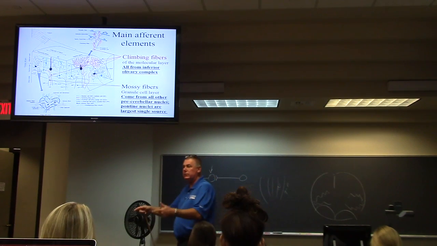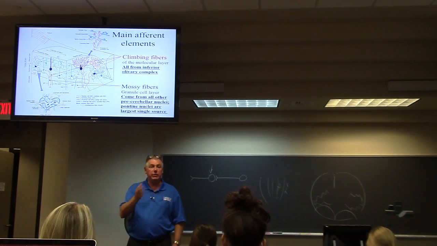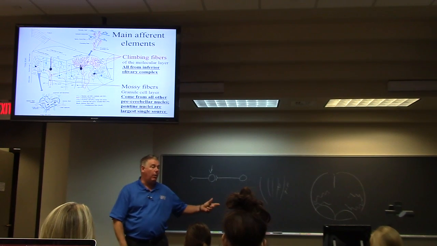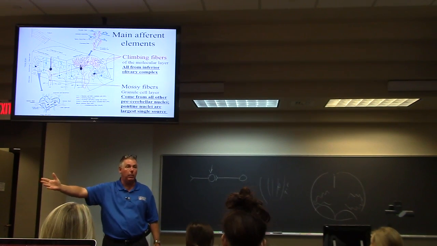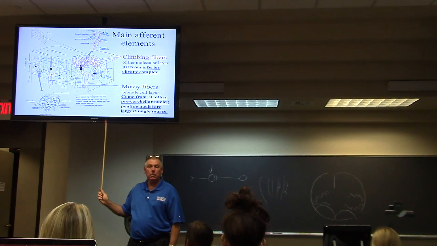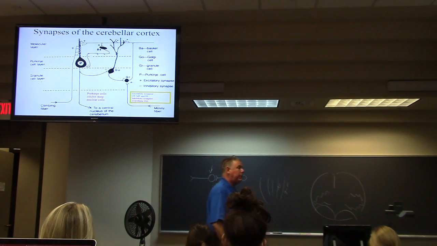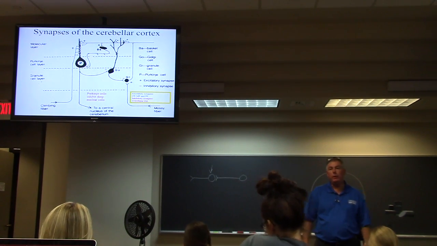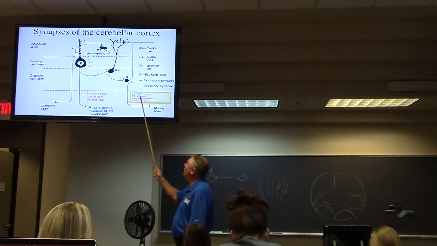Everything else that has input to the cerebellum is a mossy fiber. So when I mentioned the spinocerebellar pathway, the spinocerebellar tract, that's a mossy fiber. When we were talking just now about the pons projecting to the cerebellum through the middle cerebellar peduncle, those are all mossy fibers. If you look at the synaptic arrangement in the cerebellum, the climbing fiber and the mossy fiber input to the Purkinje neurons is excitatory.